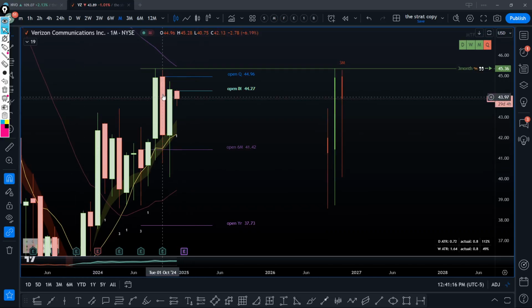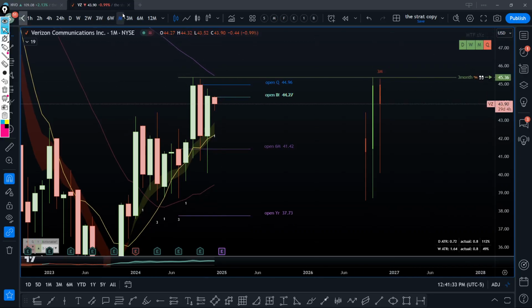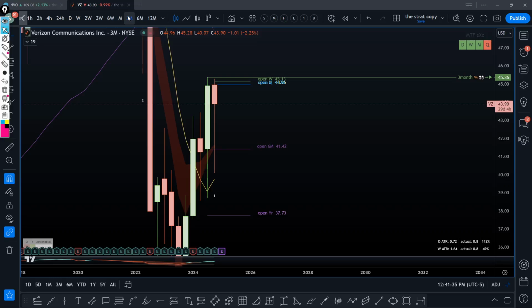So you want to be mindful of Verizon back above 44.27, because it will be flipping all of those time frames green, and then it would potentially be headed to flipping the quarter green above 44.96. I do like Verizon. If we go to the quarter, we can also see that it's trying to curl up and do a golden cross on the quarter as well.